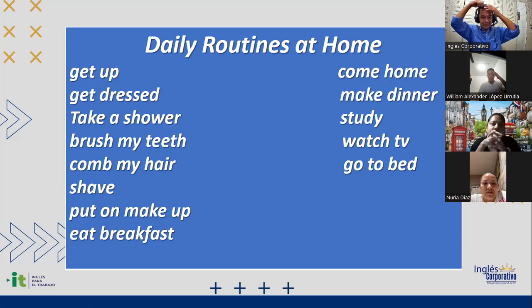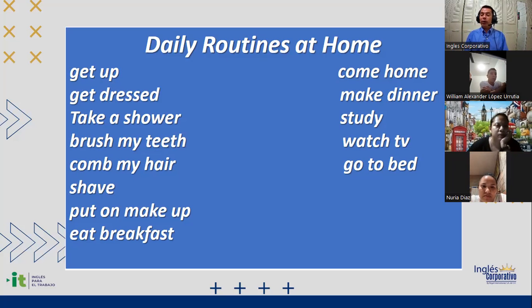Comb my hair. Peinarme el cabello. Shave. Rasurarme. Put on makeup. Maquillarse. Eat breakfast. Tomar el desayuno. Come home. Ir a casa. Make dinner. Hacer la cena. Study. Estudiar. Watch TV. Ver la televisión. Go to bed. Ir a dormir. Yes, thank you very much, right?